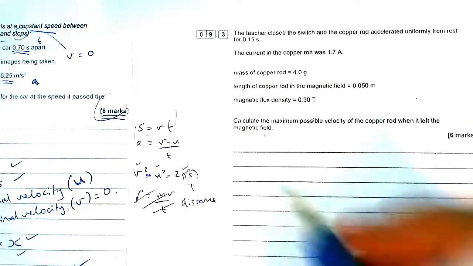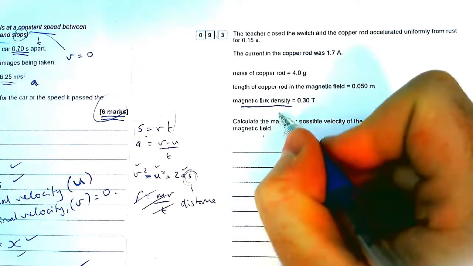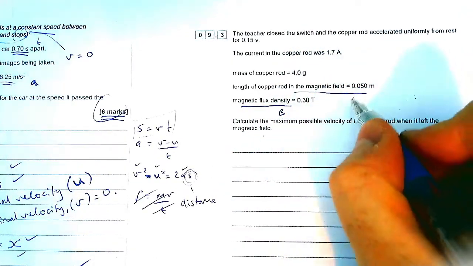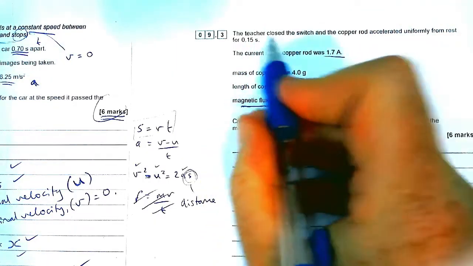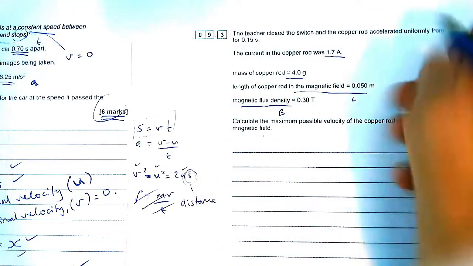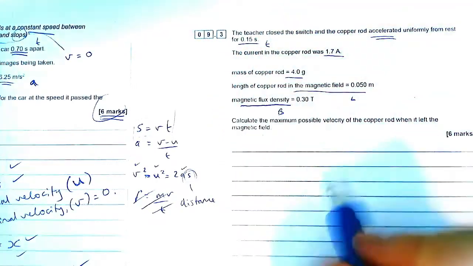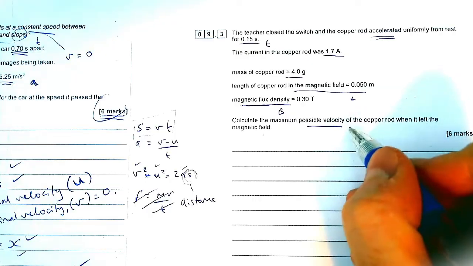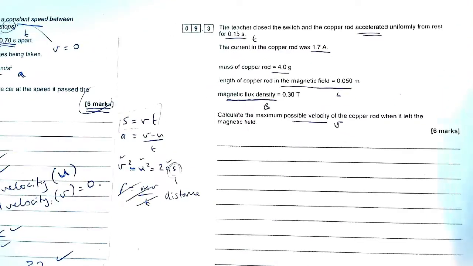So magnetic flux density, it tells us a length of a copper rod, tells us a mass, tells us a current, and tells us a teacher closed the switch and a copper rod accelerated from rest for 0.15 seconds. And it asks us to calculate the maximum possible velocity of the copper rod. This is a really tricky question because you probably haven't seen anything quite like this before in terms of what the equation is asking you to do.